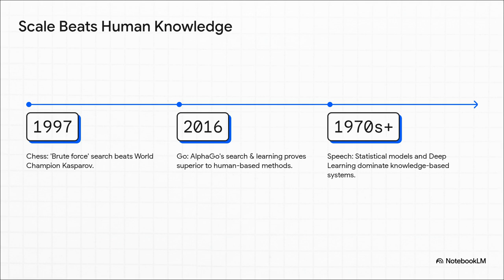In chess, researchers tried for decades to teach computers elegant human-like strategies. And then Deep Blue came along with its brute force search and just beat the world champion. Same story in Go. AlphaGo's massive scale and learning from scratch completely demolished systems built on human expertise. Speech recognition, computer vision, it's the same lesson every time. The clever human knowledge approach gets a lead, but eventually raw computational scale just blows past it. The pattern is kind of undeniable.